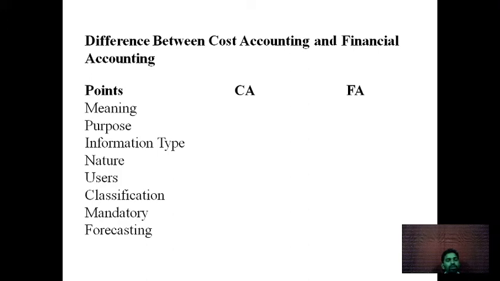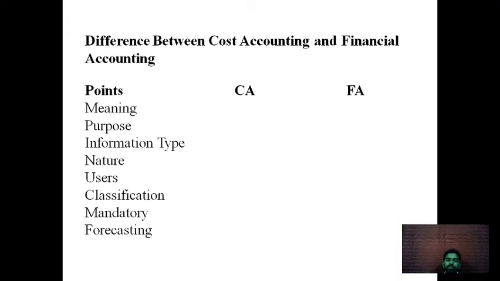The first point is the meaning of cost accounting. It is concerned with recording, classifying, and summarizing costs for the determination of the cost of the manufactured product or the service rendered. So this is the meaning of cost accounting.